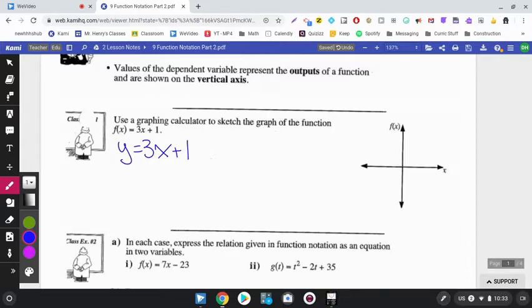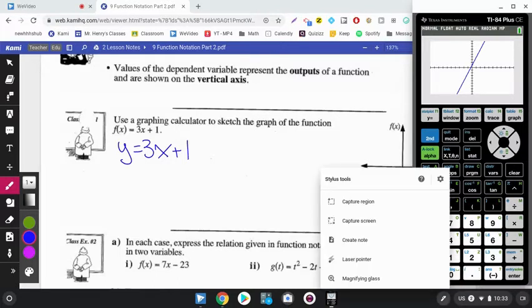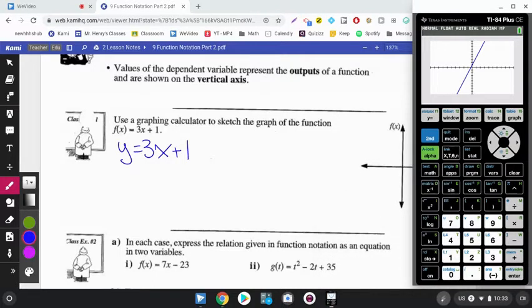So I pull up my graphing calculator. I go to y equals. I clear out anything I would have, and I type in y equals 3x plus 1. And I'm going to go zoom 6 for zoom standard. And there it is. It's a pretty good window. I can see everything.